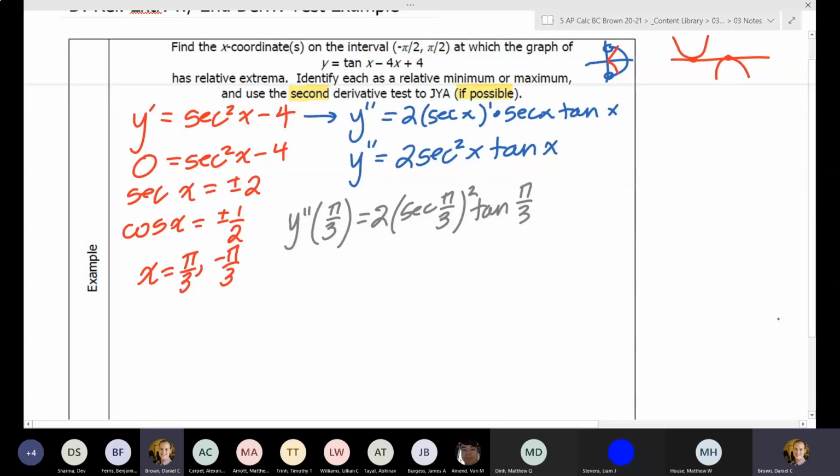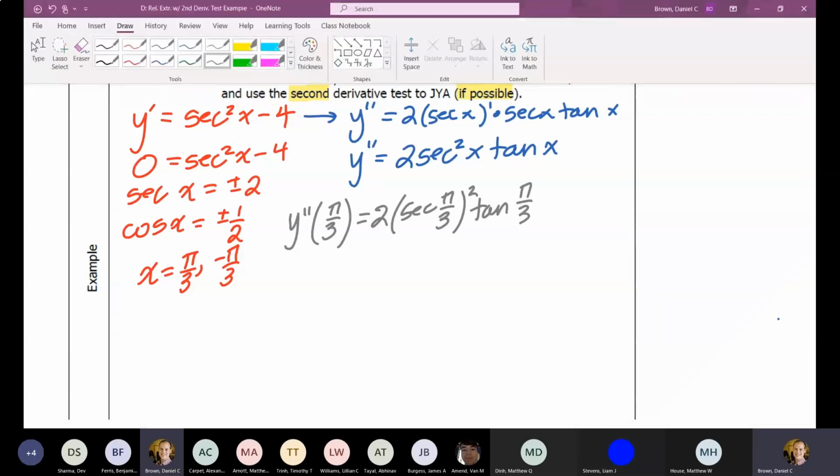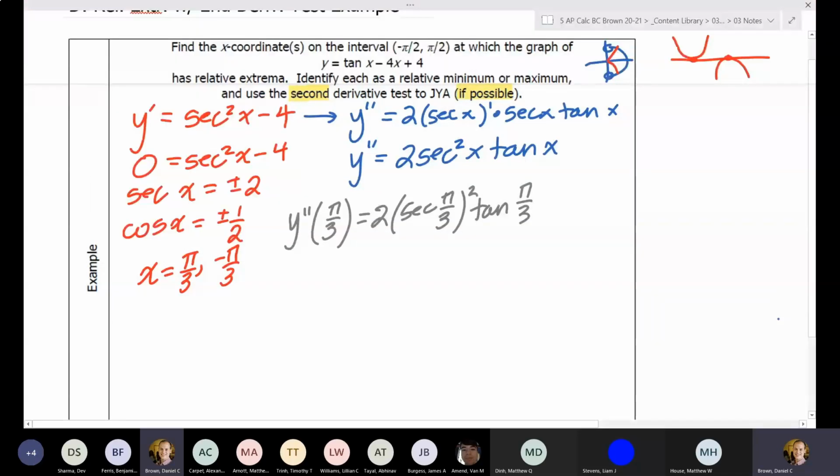So if I'm plugging pi over 3 into my second derivative, I know that, well, 2 clearly is always positive. If I have something and square it, it's always positive. Pi over 3 is in the first quadrant, so tangent is also positive. So I know that my second derivative at pi over 3 is greater than 0. So again, I have a horizontal tangent at pi over 3. The second derivative is greater than 0, so it's concave up. So I know now that there is actually a relative minimum at this point on the graph, and we'll justify it formally in a second.